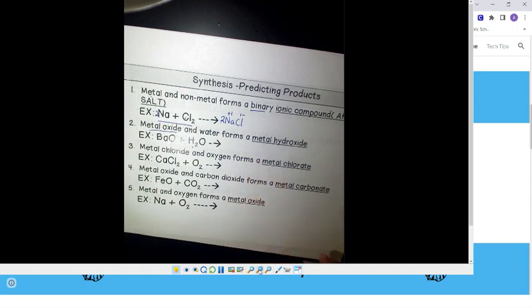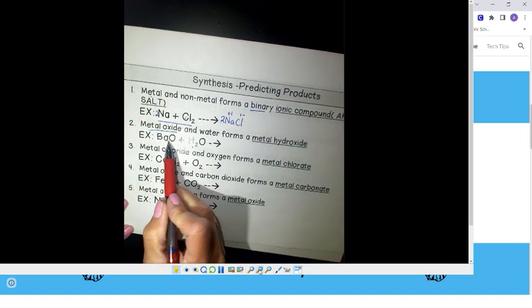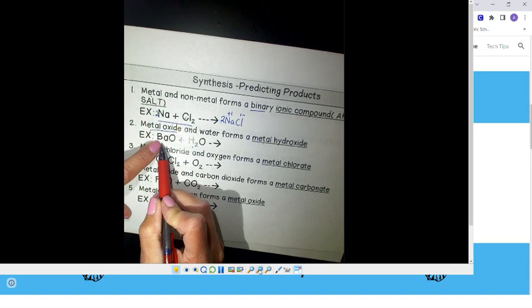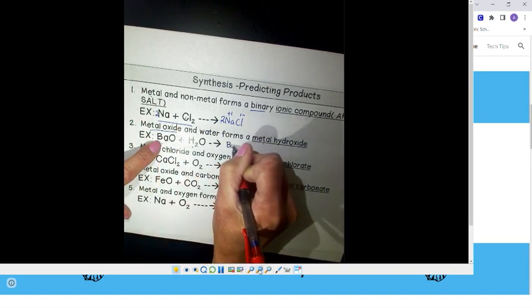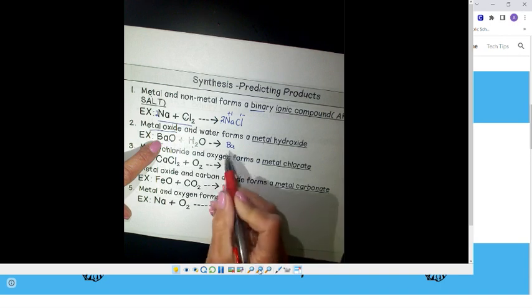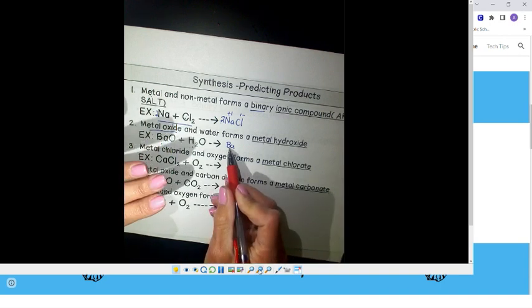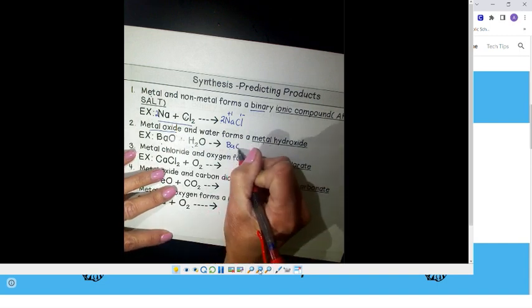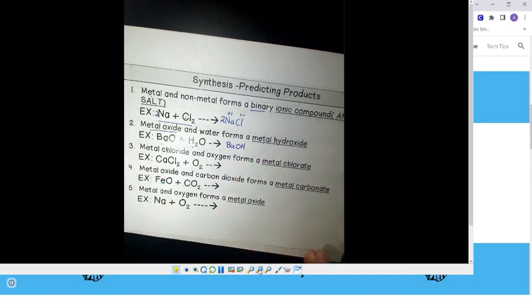So your polyatomic ion list is going to be pretty important to you. Okay, so let's predict the product. Metal oxide plus water forms a metal hydroxide. So I'm going to take the metal that I have as my reactant, and I'm going to start with him. It's a metal hydroxide. Does anybody remember the formula for hydroxide? OH. We'll add our 2's if we need.